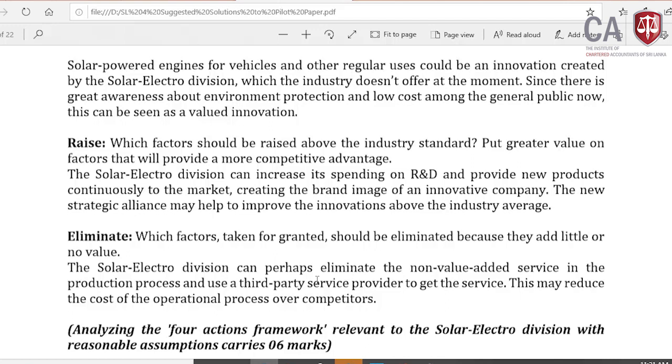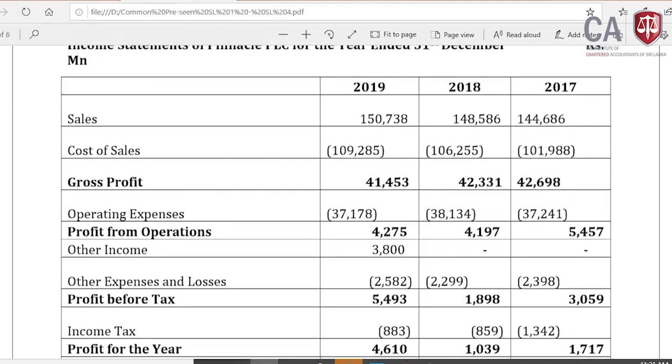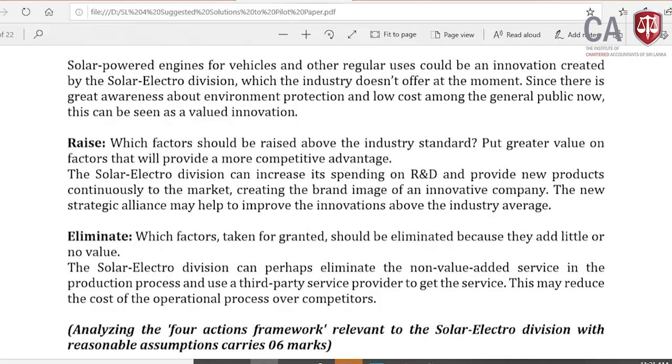The theory part first: which factors taken for granted should be eliminated because they add little or no value? The Solar Electric Division can perhaps eliminate the non-value added service in the production process and use a third party service provider to get the service. This may reduce the cost of the operation process over competitors. We found that one when we read the information. Furthermore, the Solar Electric Division is expected to discontinue the service of third parties for its manufacturing process. This may reduce the cost of the operation process over competitors. So with that we can complete the discussion of part 3, then part 4.